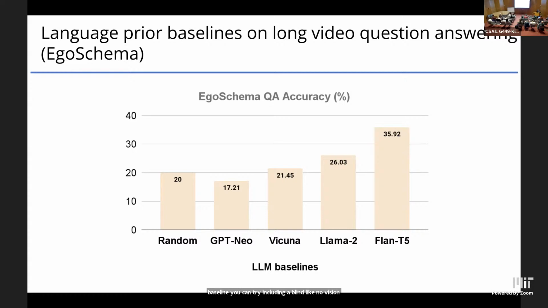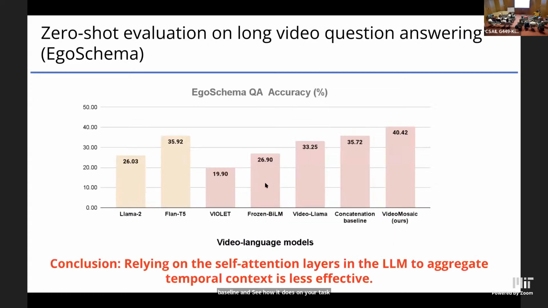Then when we add vision models, you can see a bunch of video LLMs like Violet, Frozen, VLLM, and Video Llama, and then our concatenation baseline, where we take Video Llama and apply it to each segment and then pool all of the tokens. None of them actually outperform just Flan-T5, just the language prior on this dataset, which we thought was kind of interesting.